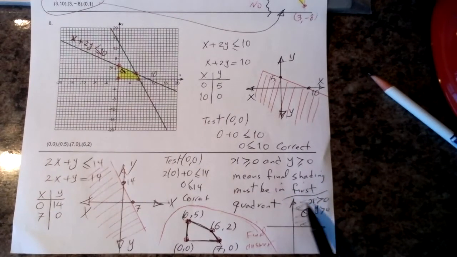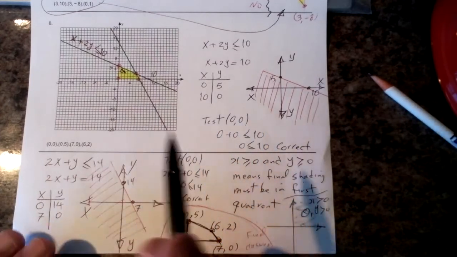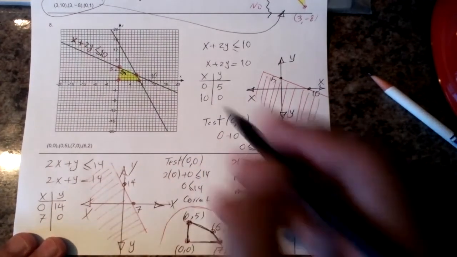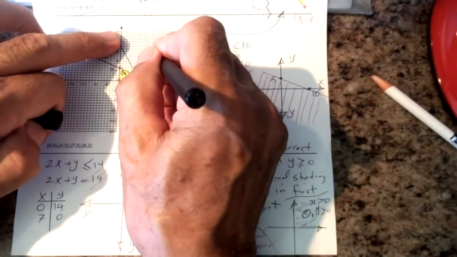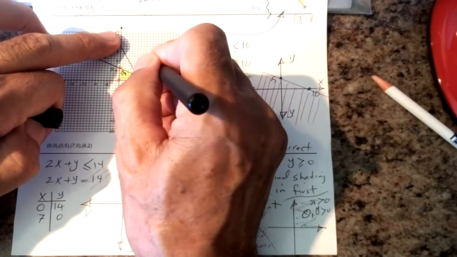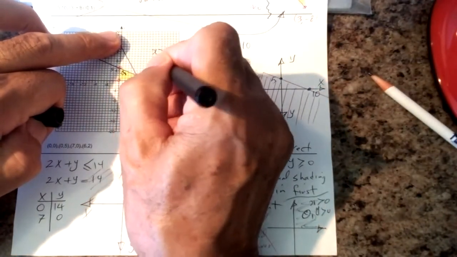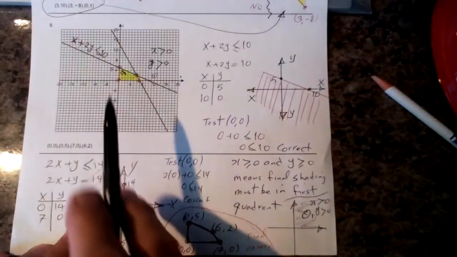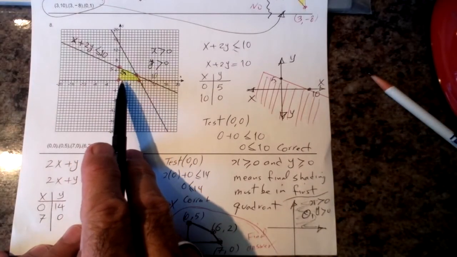It means the final shading must be in the first quadrant. In the original problem, they say x and y are positive. What quadrant is x and y positive? Here. So when you graph it, your final area must be in this quadrant.